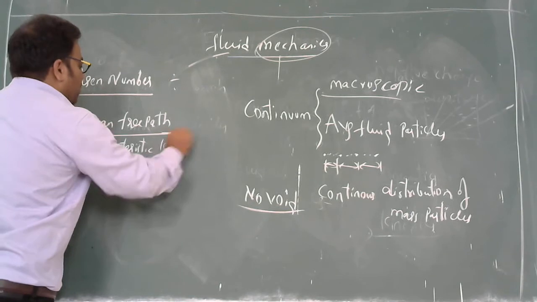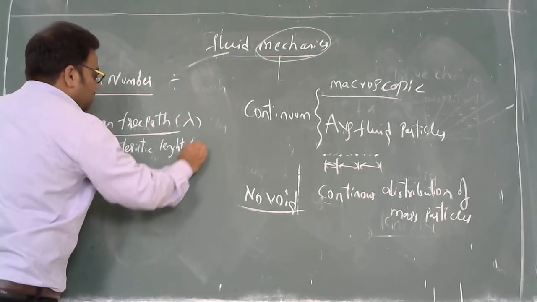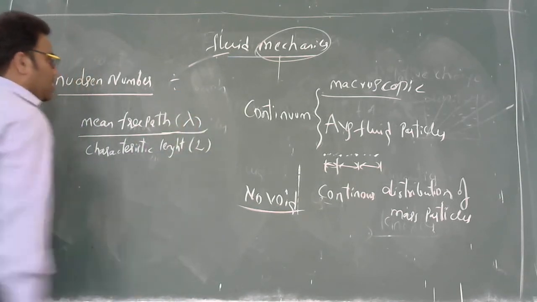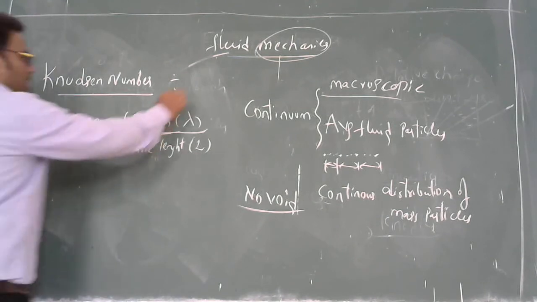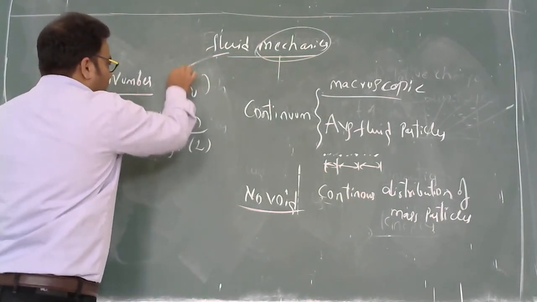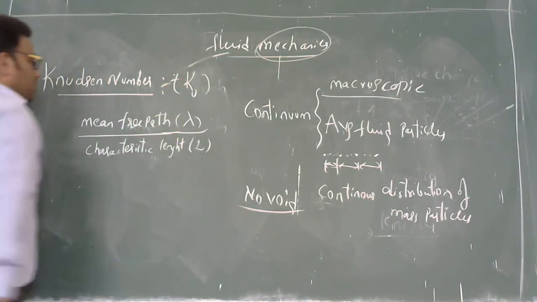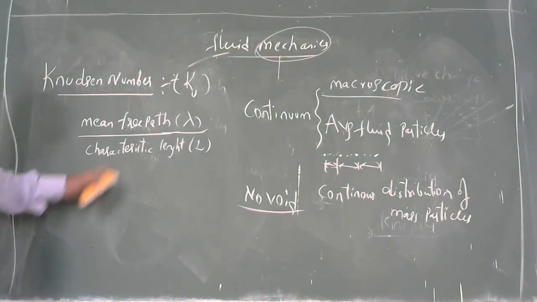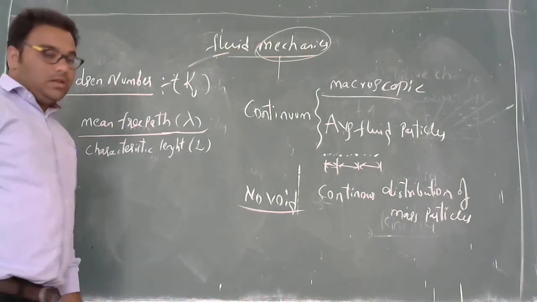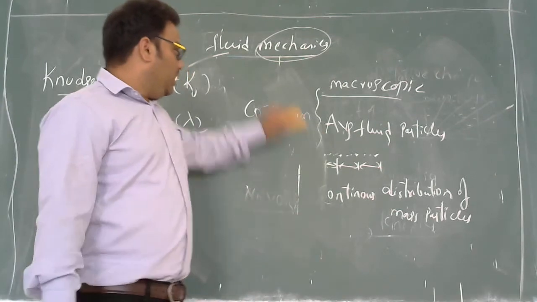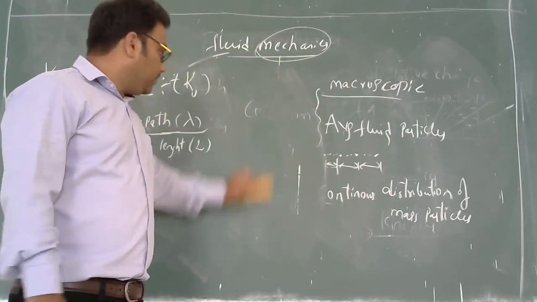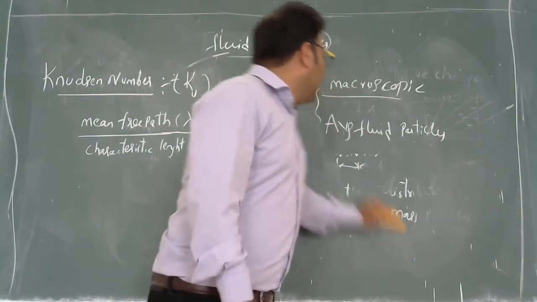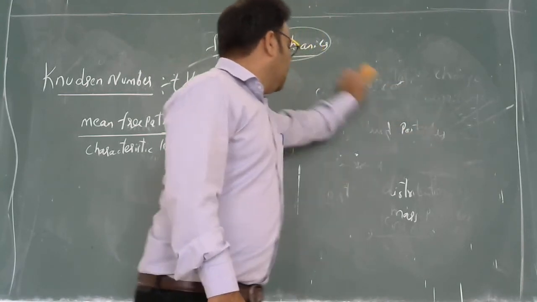The mean free path is denoted by the letter lambda, and the characteristic length is denoted by capital L. So the Knudsen number is denoted by Kn. So what is meant by mean free path here? The mean free path may be defined as follows.